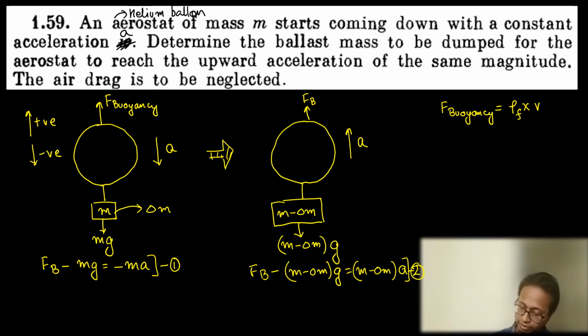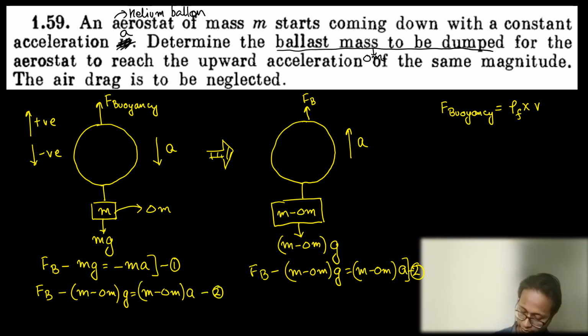Now solving these two equations, we have to find the value of delta m. Determine the value of ballast mass that has to be dumped. That is nothing but delta m. So if I write the equation Fb minus (m minus delta m) into g is equal to (m minus delta m) into a, this is our equation number 2. How do I solve it? I simply apply minus here, so this will change to plus, and this will change to plus.